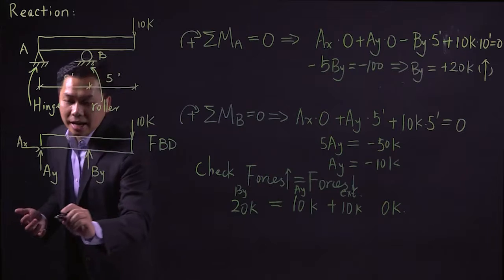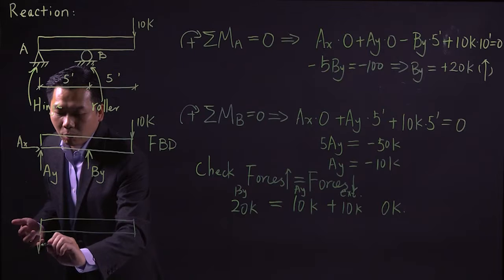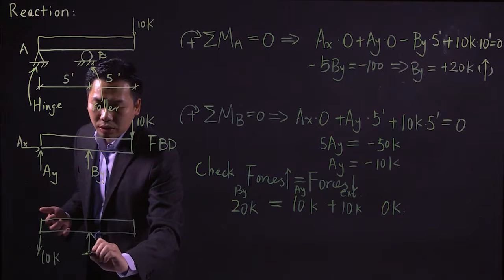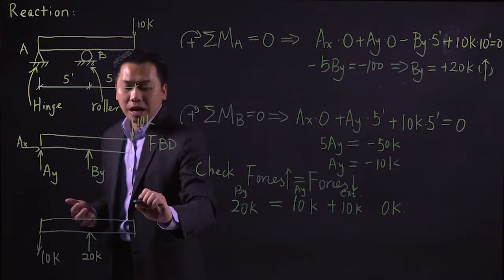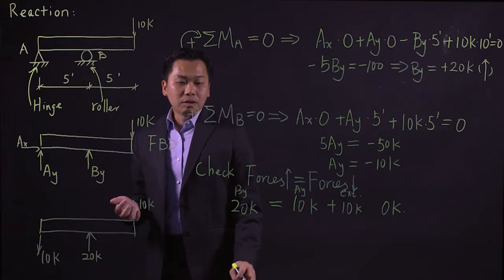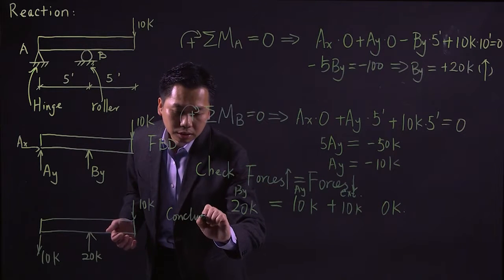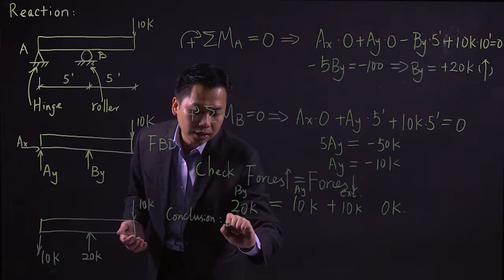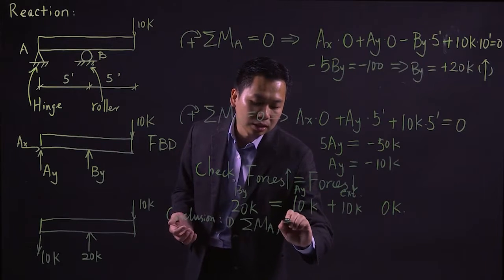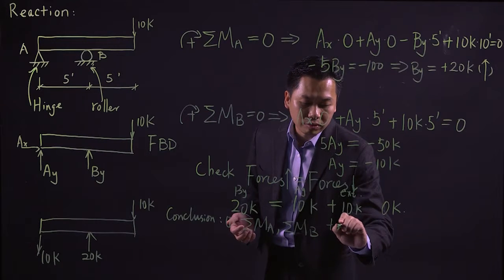So with that said, the final free body diagram is going to be your Ay going downward as 10 kips, and your By going upward as 20 kips, and you have your external force at the end as 10 kips. To conclude, we have 3 steps here. The first step is to sum the moment at the different points, in this case point A and point B, to find the reaction forces.